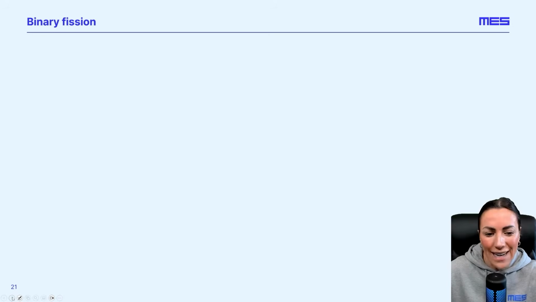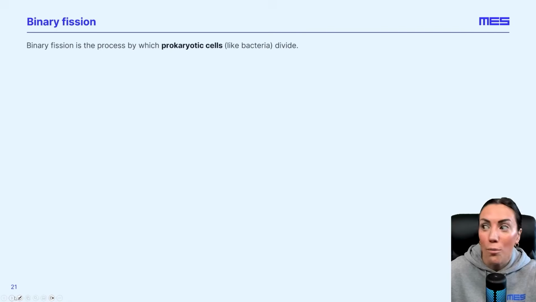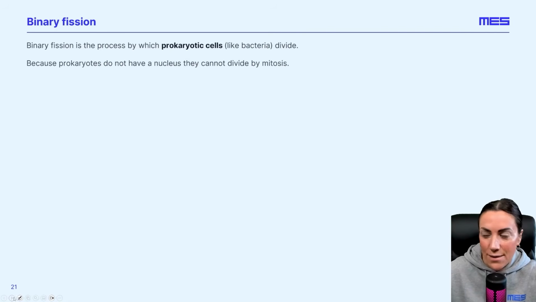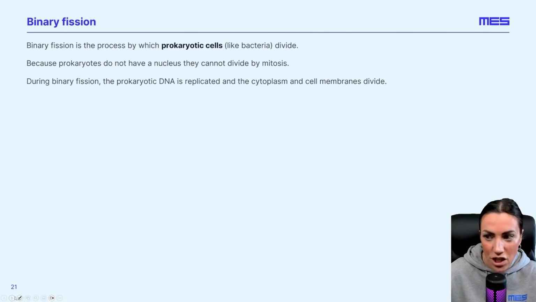Let's talk about binary fission. We don't have to talk a lot on this, but binary fission is the key scientific term given to the process by which prokaryotic or bacterial cells without a nucleus divide. They don't have a nucleus, right? So they cannot divide by mitosis. So it's a similar process, but there are key differences, and we call it binary fission.